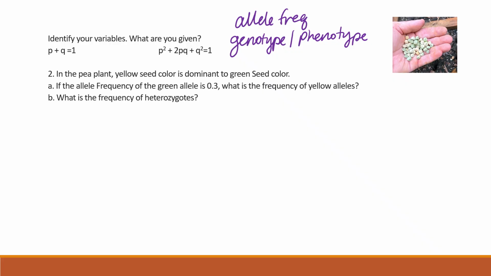So this question, in a pea plant, yellow seed color is dominant to green seed color. If the allele frequency of the green allele is 0.3, so if you read this carefully, if the allele frequency is 0.3, we are given the allele frequency information, and we're actually given an allele frequency. We don't even have to calculate it. If the allele frequency of the green allele is 0.3, what is the frequency of yellow alleles?